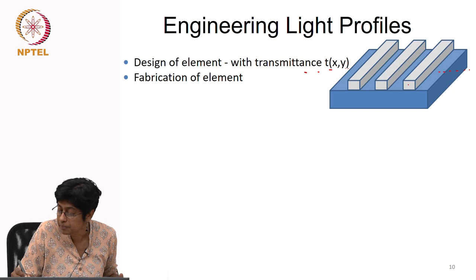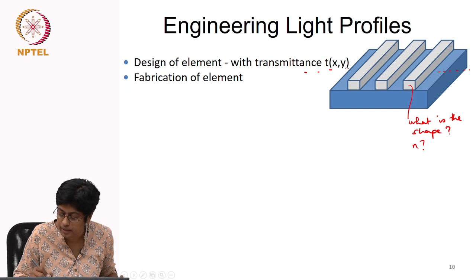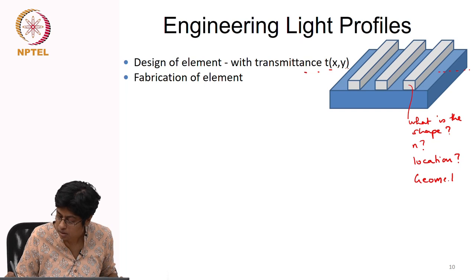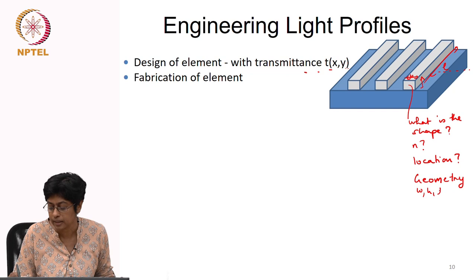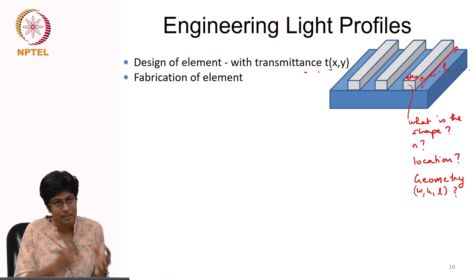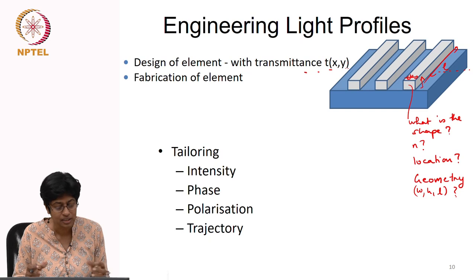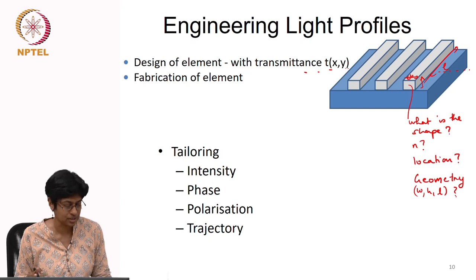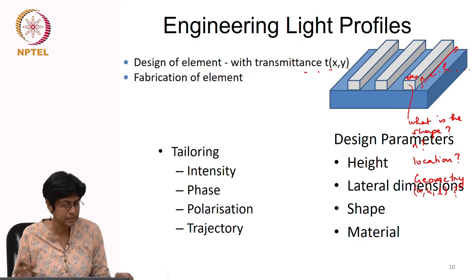Designing the element means: what is the shape of these structures? What is the refractive index? What are the locations? What is the geometry? In other words, what is the height and the width and the length? So width, height, length, that is required in order to transform an input beam into some other kind of output beam. So I'm going to use this element now to tailor the incident beam's intensity, its phase, its polarization, even the path it takes, its trajectory. And as I mentioned, the design parameters can be the lateral dimensions, where these features are located, the shape, the height, the material.